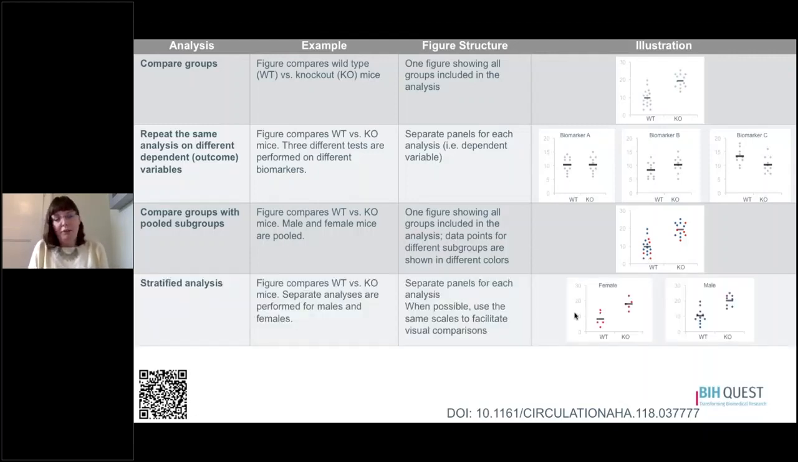What if I do a stratified analysis? So maybe I have male and female mice and I analyze them separately. One analysis for female mice, one analysis for male mice. So here I have 2 separate analyses. So I want 2 graphs, one for the female mice and then a second one for the analysis of my male mice.